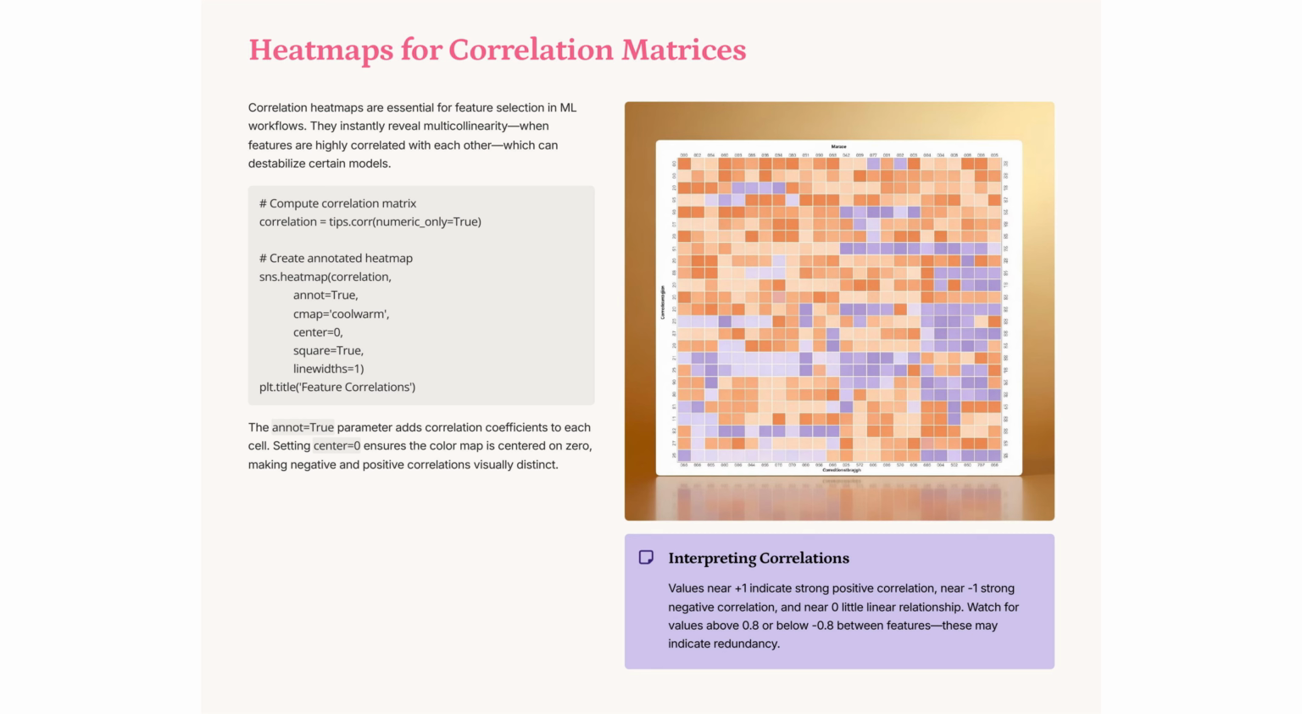Heat maps for correlation matrices are crucial in machine learning for identifying multicollinearity. By computing a correlation matrix and using sns.heatmap with annot=True, you can visualize correlation coefficients. The cmap coolwarm and center=0 settings highlight positive and negative correlations. Values near +1 or -1 suggest strong correlations, indicating potential feature redundancy.